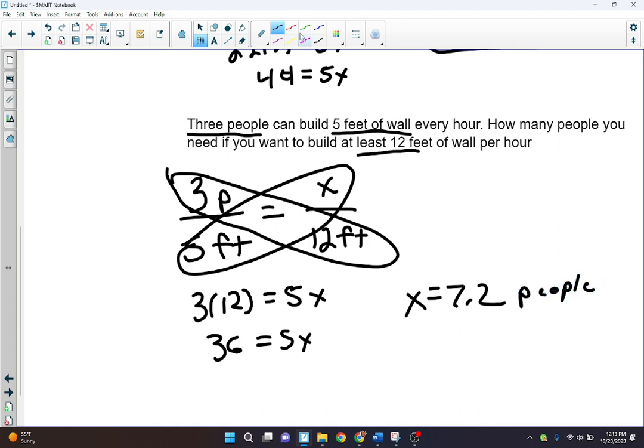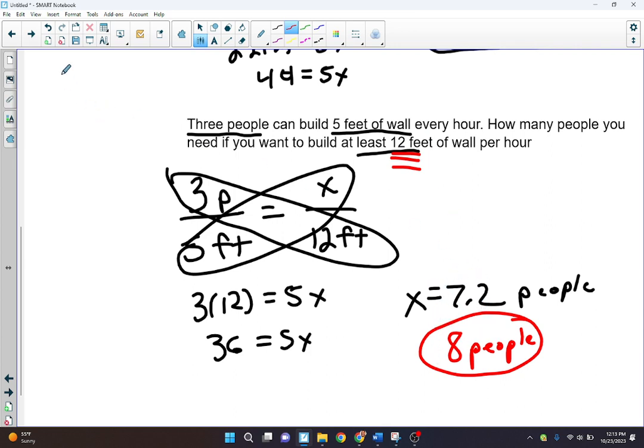So I have to round it up, because since the minimum is 12 feet, 8 people will make it more than 12 feet, but I can't have a decimal of a person. 7 people will not make enough. So in this case, my final answer should be 8 people. Remember, you're rounding up in this case because I need to make at least 12. If I want at most 12, I would round down. I don't want any faster than 12. I would round down to 7 people.